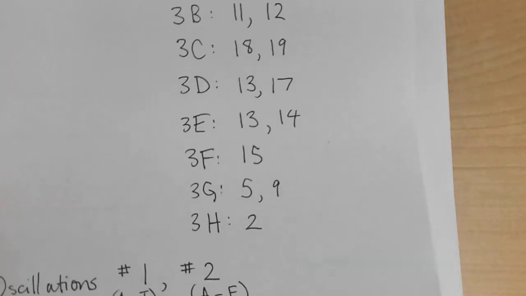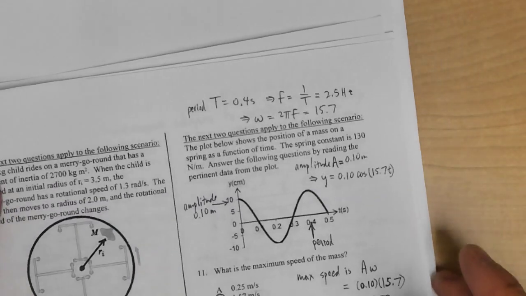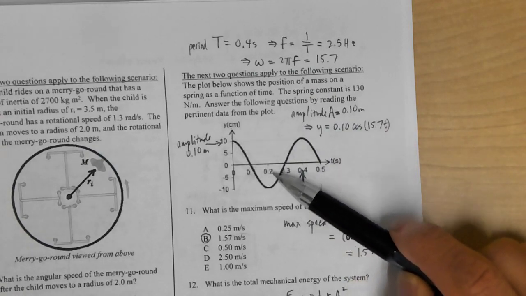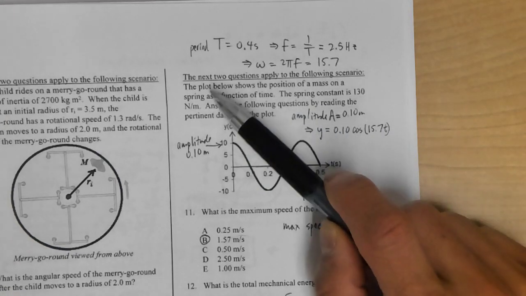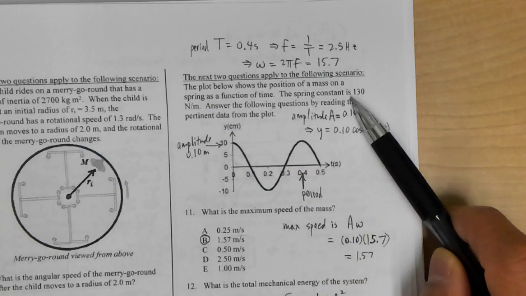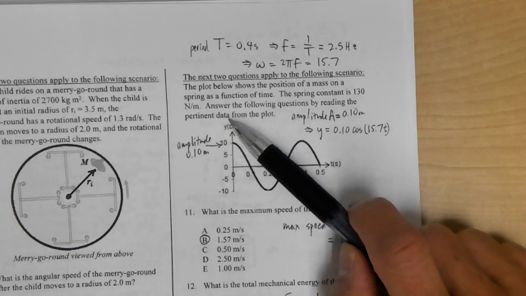Okay, carrying on. Our next problems are 3B, 11, and 12. Here we have to read a graph of an oscillation. The next two questions apply to the following scenario. The plot below shows the position of the mass on a spring as a function of time. The spring constant is 130 newtons per meter. Answer the following questions by reading the pertinent data from the plot.